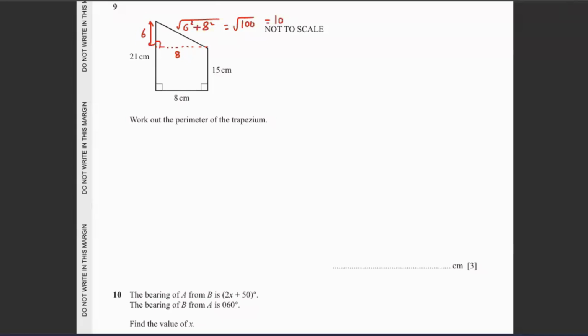Now to find the perimeter, we have to add the lengths, which is 21 plus 8 plus 15 plus 10, and this comes out to be 54 centimeters.